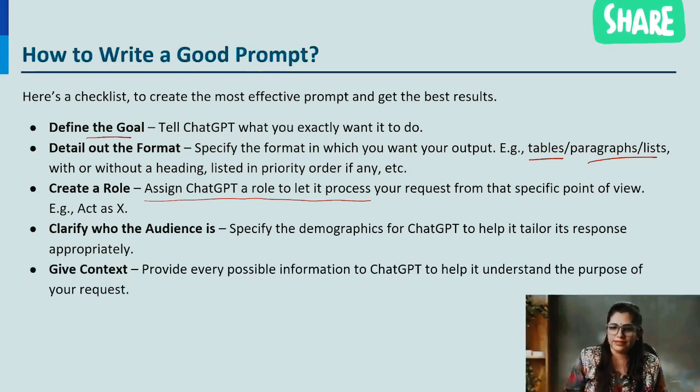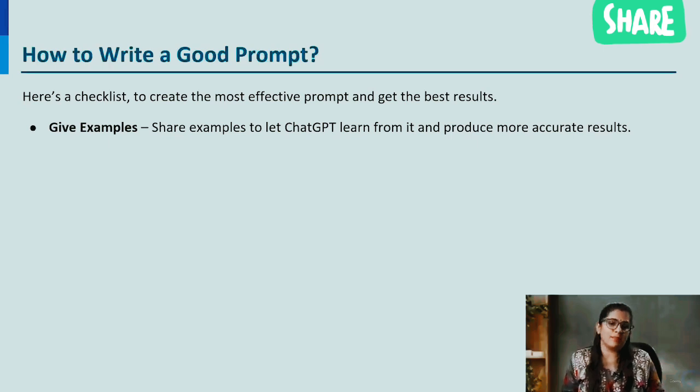Next is giving context. Basically, you are giving every possible additional piece of information to ChatGPT in your prompt so that the purpose of your request is clear and the response it generates is what you want. Next is giving examples. We saw in the previous components that giving examples trains ChatGPT, or makes it understand what you want, and it learns from it to produce accurate results.